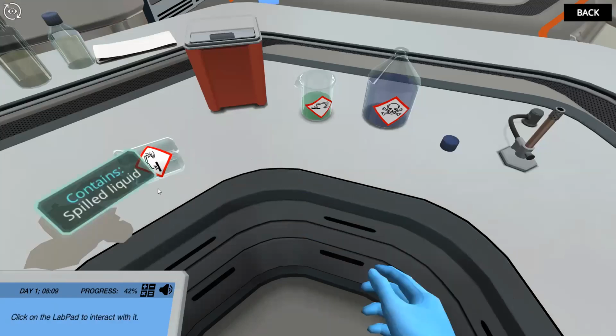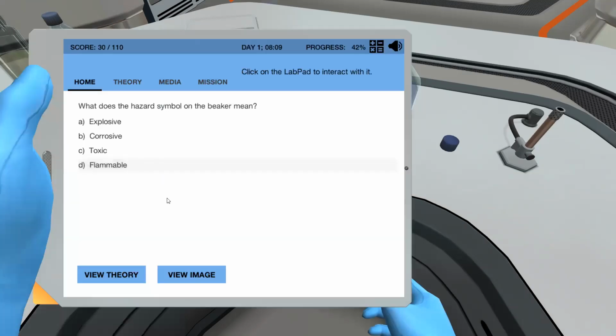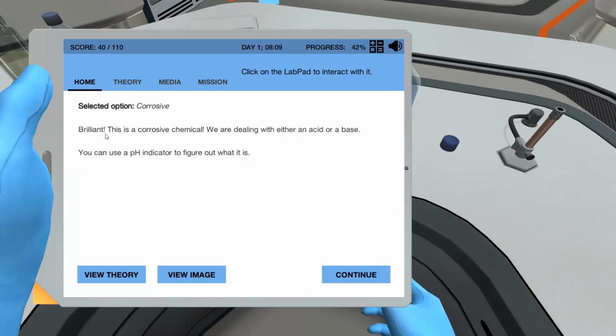Oops, you just spilled a hazardous chemical. Have a look at the hazard symbol on the beaker. What does the hazard symbol on the beaker mean? I think it means it's corrosive. Brilliant. This is a corrosive chemical. We are dealing with either an acid or a base. You can use a pH indicator to figure out what it is.